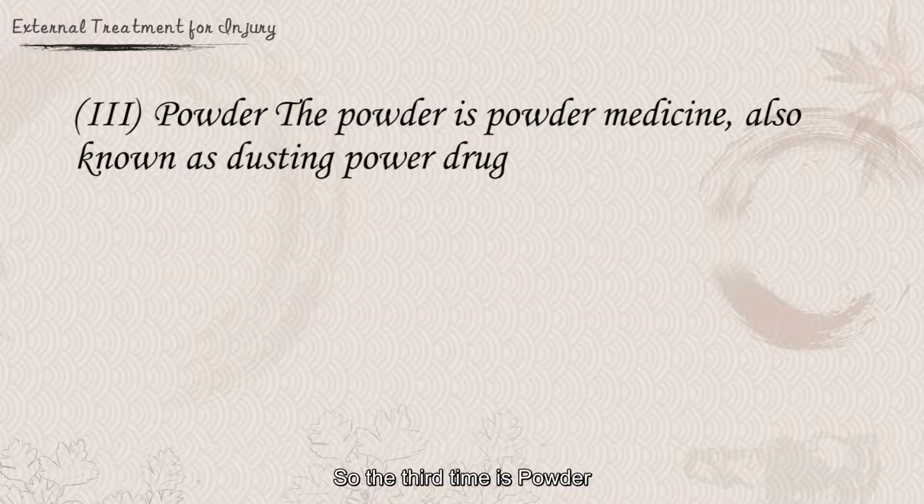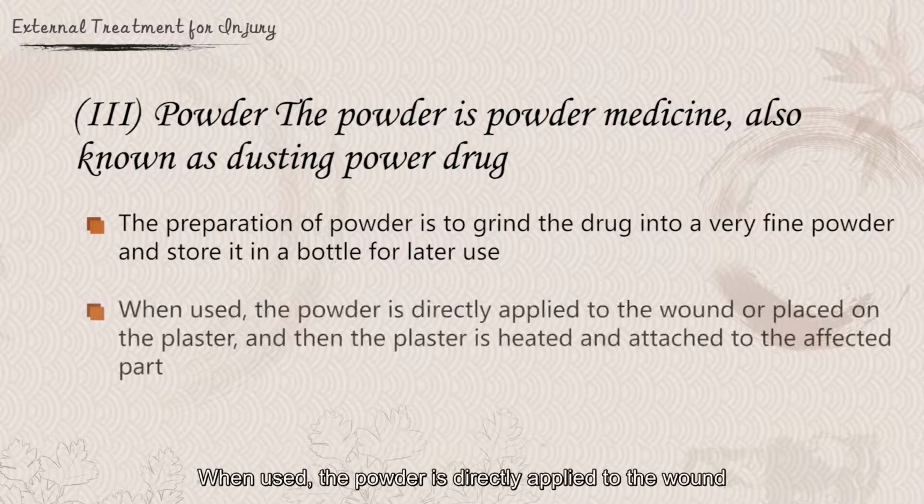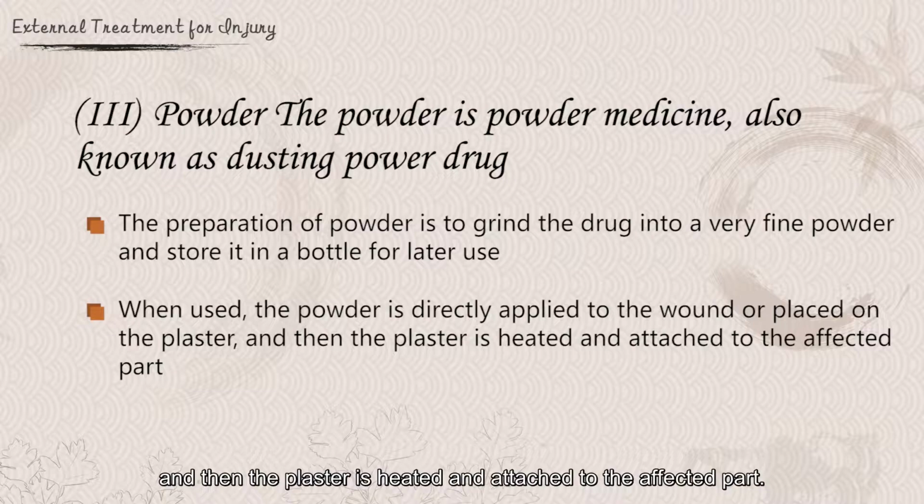So the third type is powder. The powder is powder medicine, also known as dusting powder drug. The preparation of powder is to grind the drug into a very fine powder and store it in a bottle for later use. When used, the powder is directly applied to the wound or placed on the plaster, and then the plaster is heated and attached to the affected part.